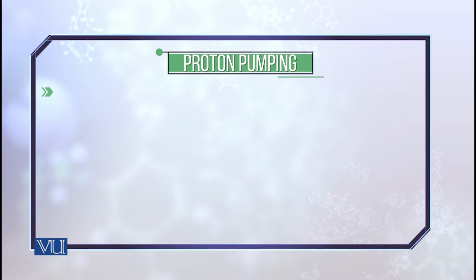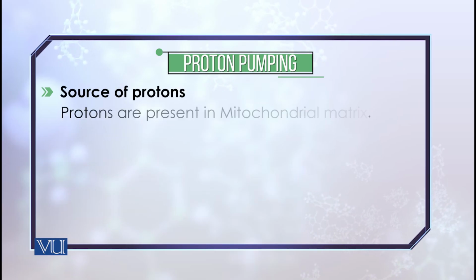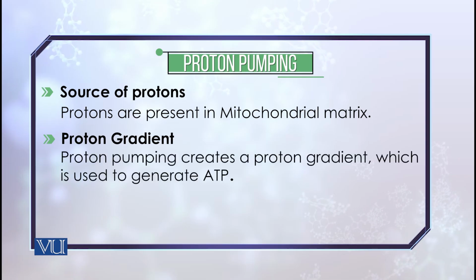These protons are coming from the matrix, and because of the pumping of the protons, a gradient is formed, that is, more and more protons move from the matrix towards the inner mitochondrial membrane. So, in the vicinity of the inner mitochondrial membrane you will have more and more protons, and this gradient then helps later on in the formation of ATP.